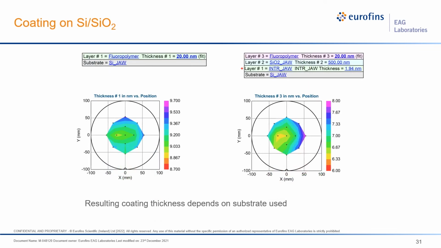Our next example had a similar analytical question. Here the question was whether depositing a fluoropolymer film depended on the substrate it was deposited on. Two samples were measured. On the left-hand side, you see the fluoropolymer deposited on silicon directly. On the right-hand side, the fluoropolymer layer is not deposited directly onto the silicon, but on an intermediate 500 nanometer thermal oxide. You can see the results of the analysis in the two contour plots at the bottom.